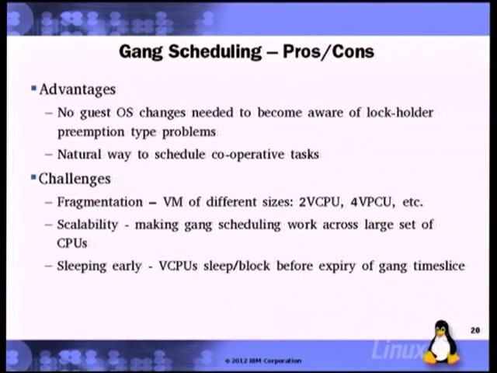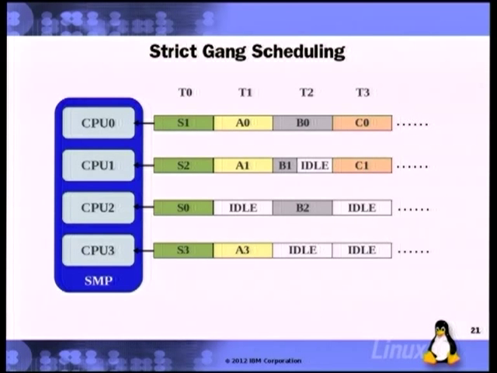Depending on how we do ganging with respect to sleeping early, it's divided into 2 types. One is strict gang scheduling. Here on the slide, at T0 we have all system tasks. At T1 on CPU 2, the vCPU thread A2 is sleeping on something. It's not able to run. So one option is to idle it. In strict gang scheduling we idle that CPU.